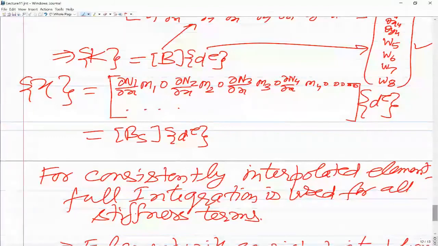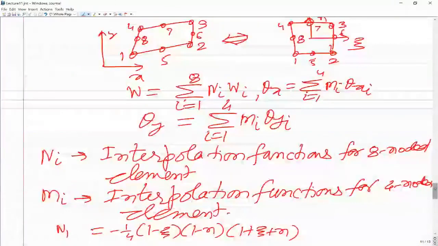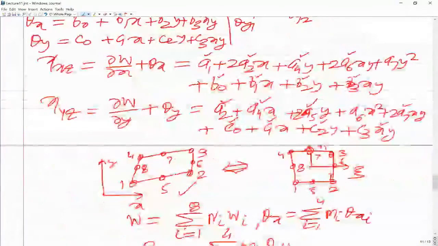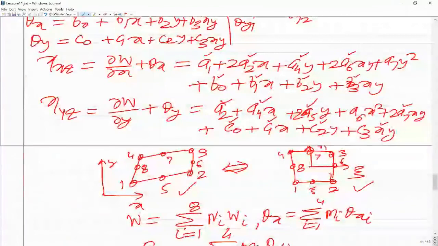When we are talking about this element, we still have the element in the physical coordinate space, the element in the natural coordinate space, and the corresponding nodes, corner nodes and mid side nodes. The only difference is that theta x and theta y are only interpolated through the degrees of freedom at the corner nodes, whereas w is interpolated using all the nodes, corner as well as mid side nodes.